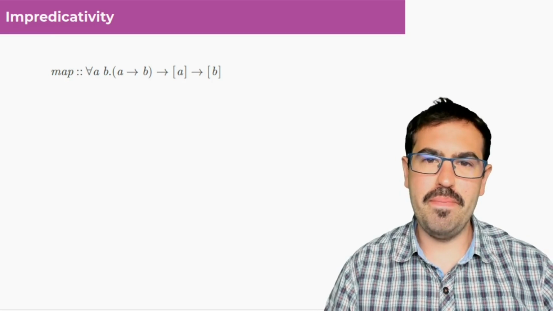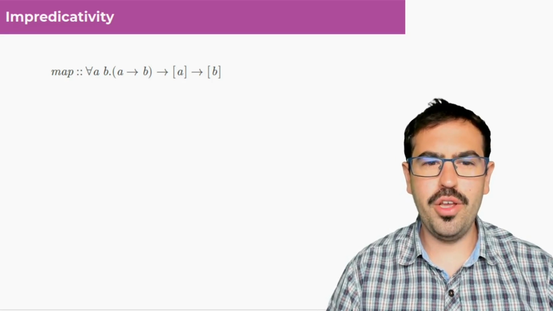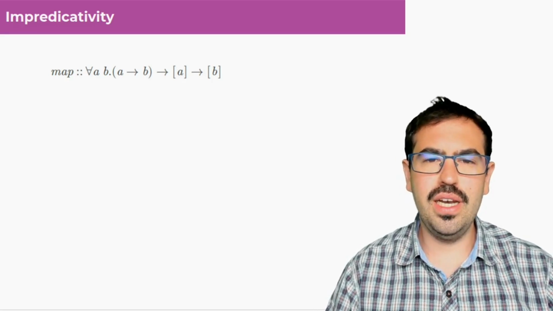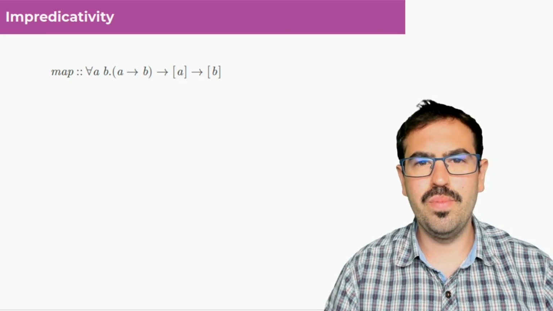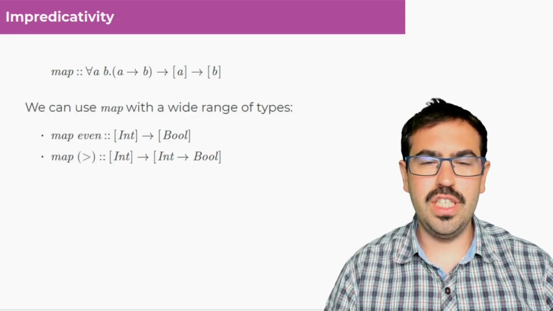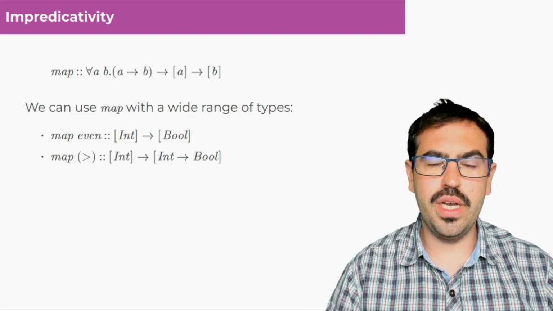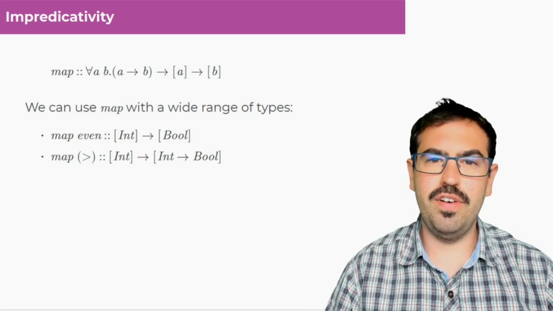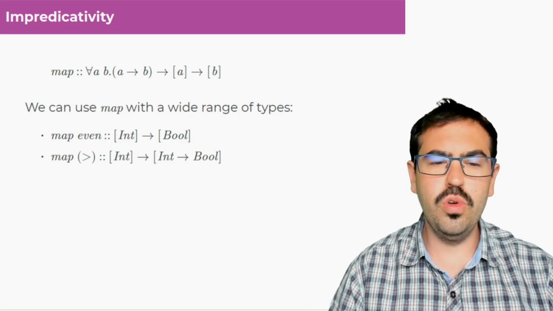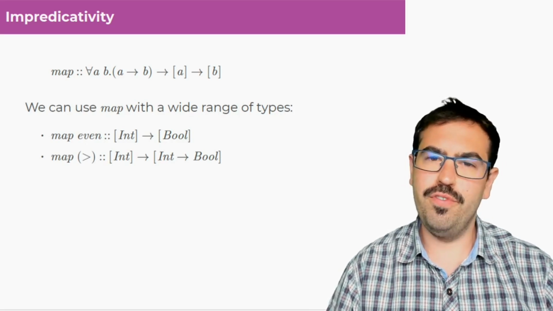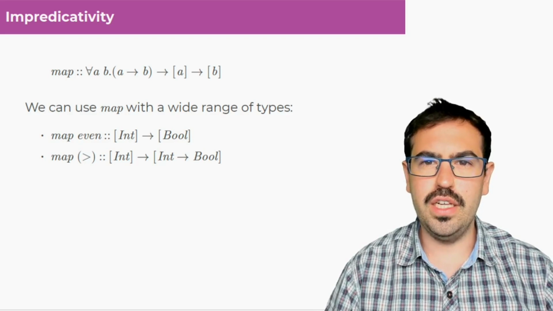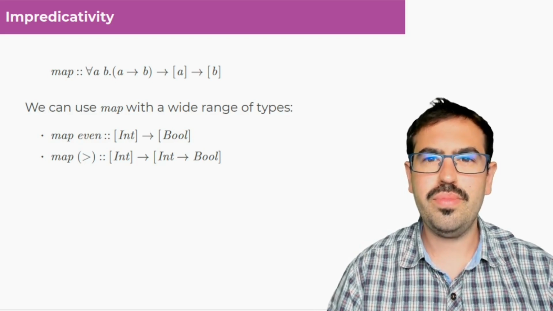Take a function like map. It has two type arguments and it takes a function, a list, and returns a list. Because this function is polymorphic, we can use map with a wide range of types. We can use map even and get a function from list of ints to list of bools, or we can have map of greater than and then we have a list of ints to a list of functions.